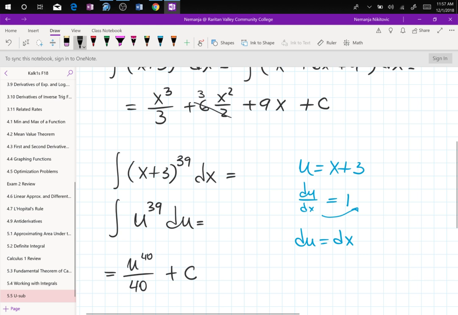There is a simple sentence that you can quickly say in your head, and it immediately clicks. You say, I don't care about u, I care about the x. So you quickly, right? I don't care about u, I care about the x. Just be careful where you use it, though. So now, we have 1 over 40, and then u is x plus 3 raised to the 40 and plus c. Now the problem is done.